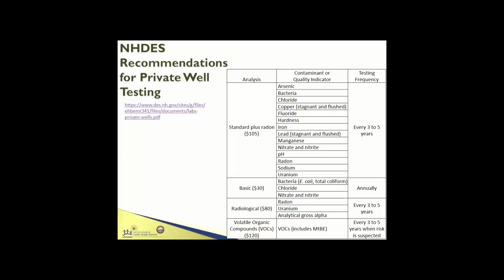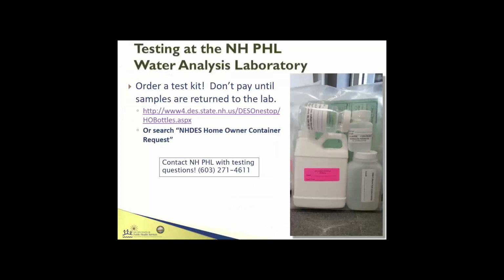And our lab also offers a new home buyer package if you were to be shopping for a new home that's on a private well, which would be the standard analysis without the stagnant lead and copper testing, so it's at a slightly reduced price. So you can order a test kit for our lab at the link here, or just search for New Hampshire DES homeowner container request. You could give us a call at the number right there, and we will mail one of these test kits out to you, and you don't pay at that time. You pay when you return the samples to our laboratory.